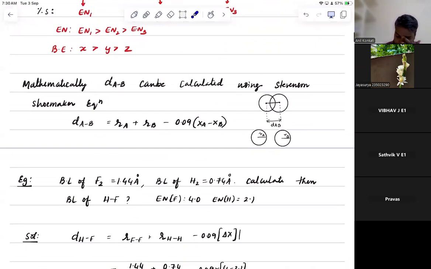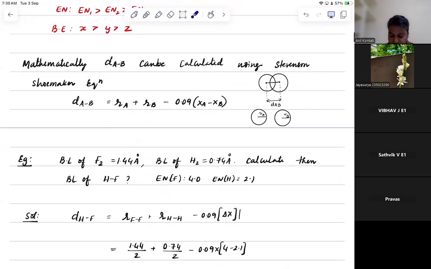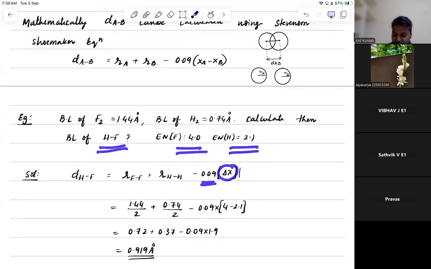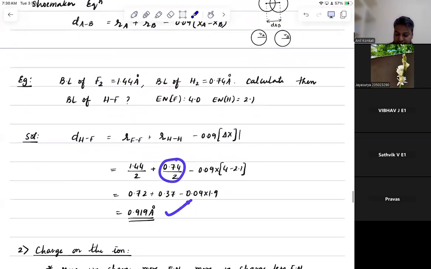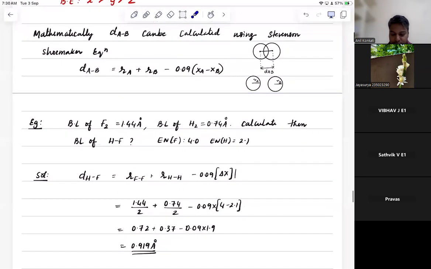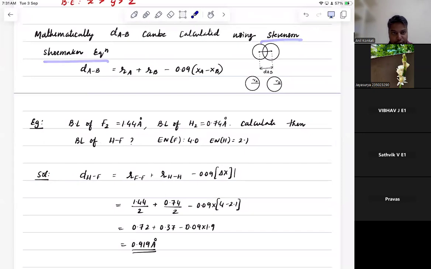Next, we know how to calculate D_AB, that is from Schomaker-Stevenson's formula. D_AB is equal to R_A plus R_B minus 0.09 into delta X. Notice that the bond length is given as 1.44 angstroms for H2, and calculate HF. Electronegativities are given here. You take the difference, multiply with 0.09. For F, the bond length divided by 2 gives the radius of F, and likewise the radius of H. Adding that, we get the radius of HF. So learn how to use the Schomaker formula.